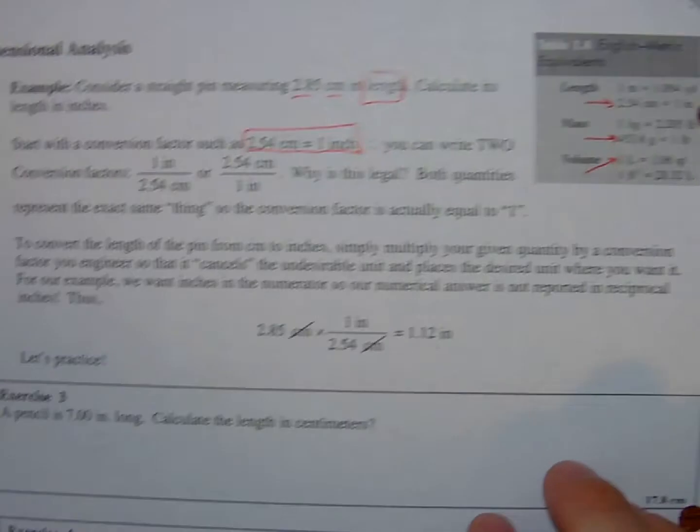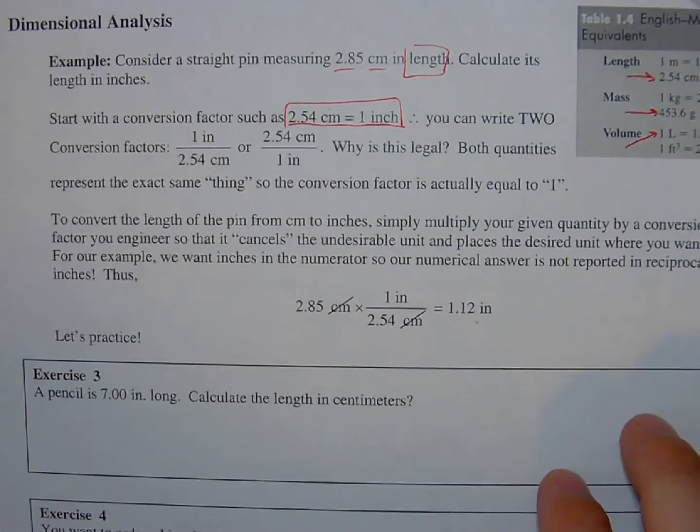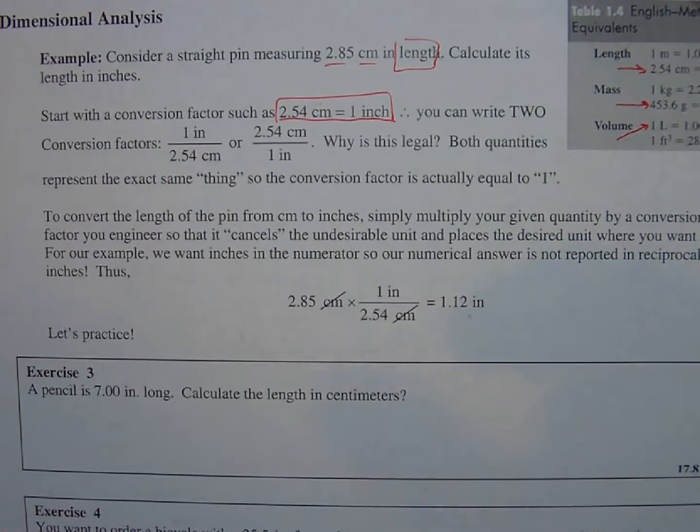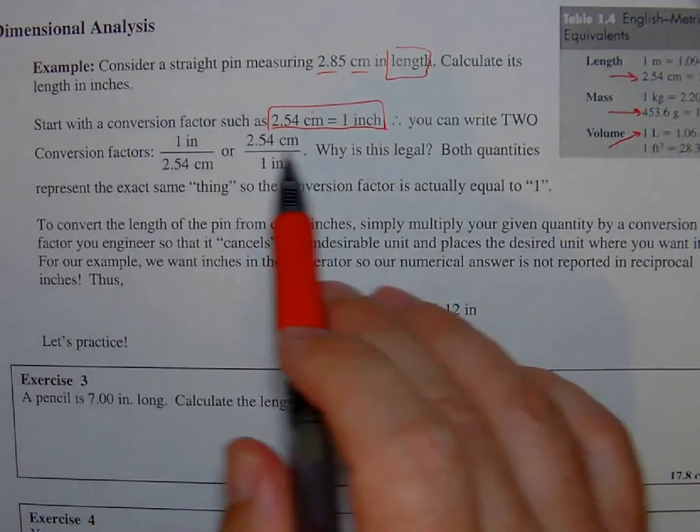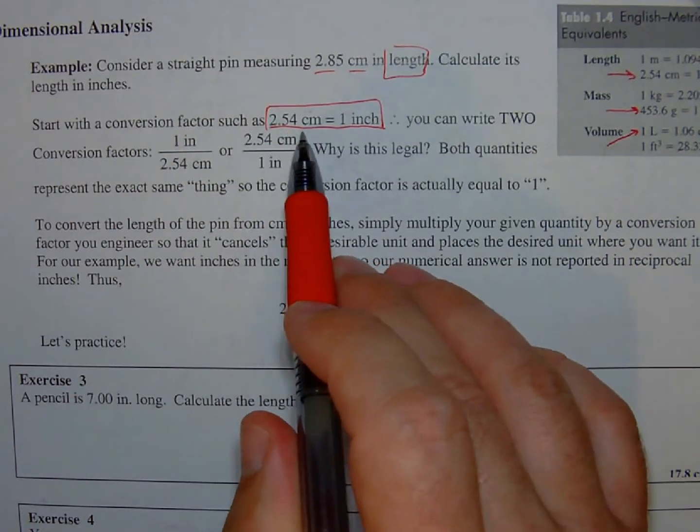Outside of those, the information will most likely be given to you by either the question, or you'll be able to get it out of the periodic table, or the list of givens that you will be given on the AP exam. So when we start with the conversion factor, the statement of equality, 2.54 centimeters is equal to 1 inch.